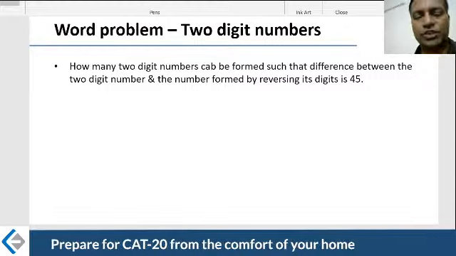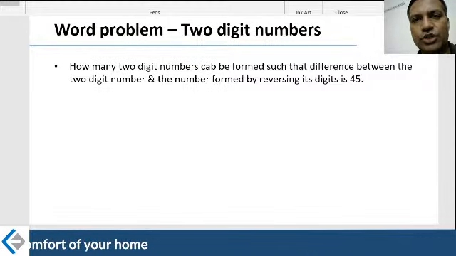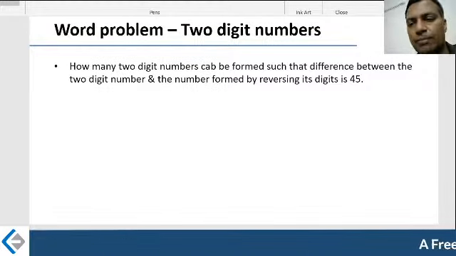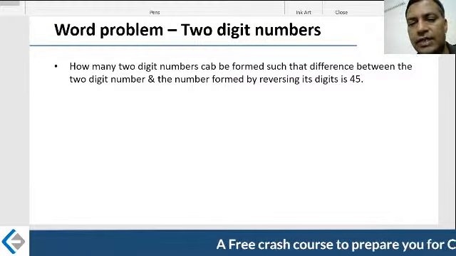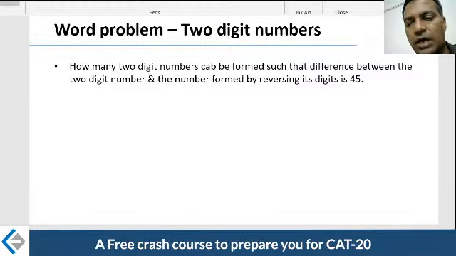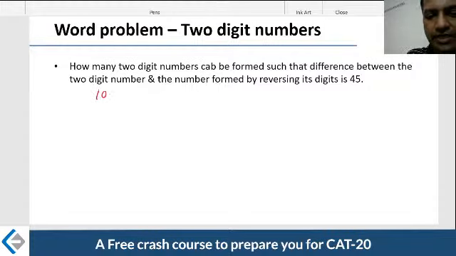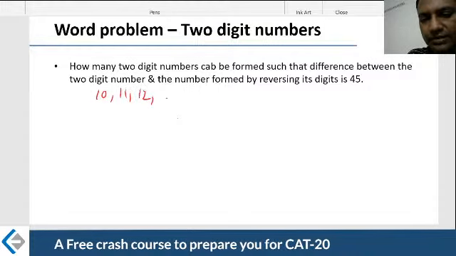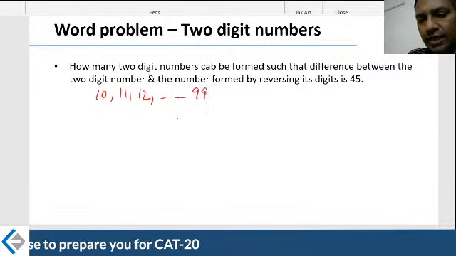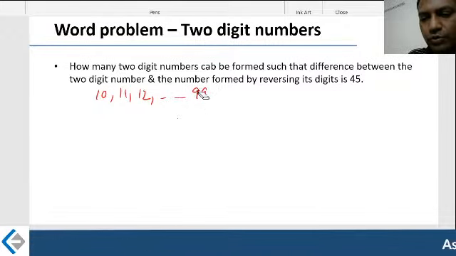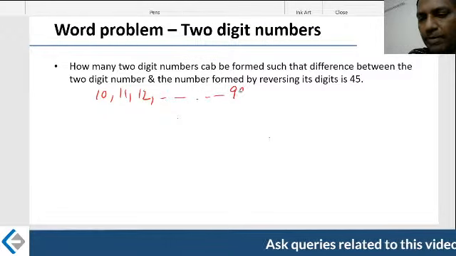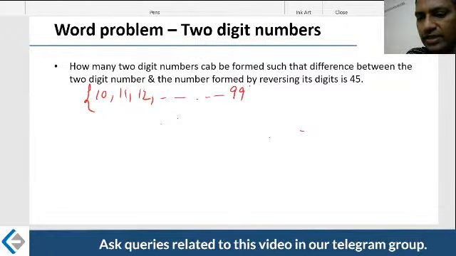Okay, so two cases you get, right? As we might have understood, you will get two cases out here. How many 2-digit numbers can be formed such that the difference between the 2-digit number and the number formed by reversing its digits is 45? Basically, your range is: start thinking from 10, 11, 12, like this, up to 99. You shortlist me some numbers in between this range, 10 to 99.